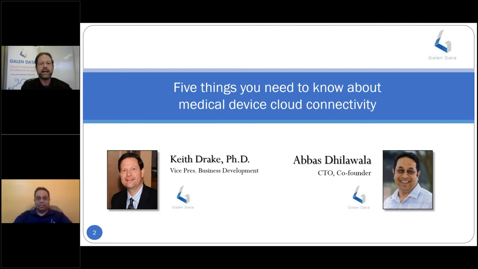We are joined today by Abbas Dhilawala, an industry expert in medical device connectivity, and also Galen Data's Chief Technology Officer. Today, we're going to explore a wide range of topics: the core software, hardware, regulatory, security, and buy versus build considerations critical for success when implementing medical device cloud connectivity. And of course, we will take your questions.